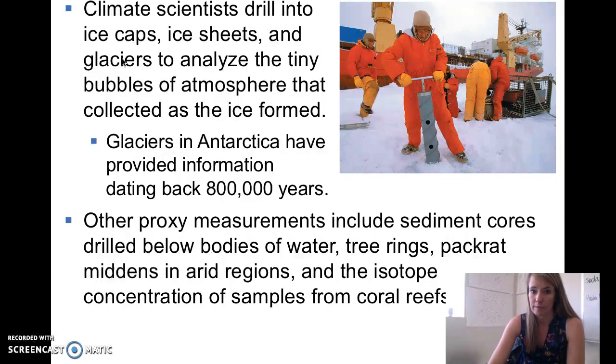Now, we have other proxy measurements. One of them is sediment cores drilled below bodies of water. So basically looking at the soil that is below bodies of water. From that, we can find pollen samples and maybe some other remnants of plants. That can tell us about the plants that were around at that time, which can help indicate the climate because those two are very closely related. We can also look at tree rings. The width of each tree ring indicates how much the tree grew in a particular season. So we can use that to study precipitation and drought, as well as fire history, because we may see scorched rings in the tree if there was a fire that season.